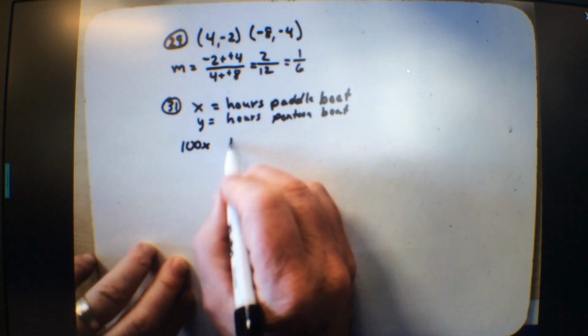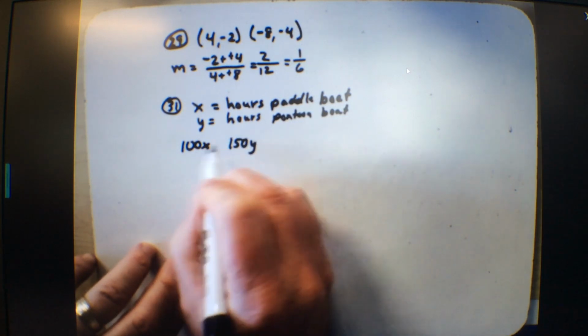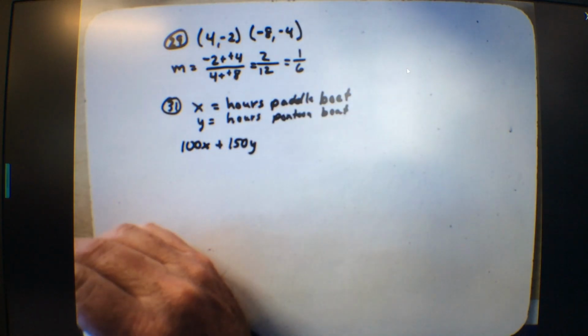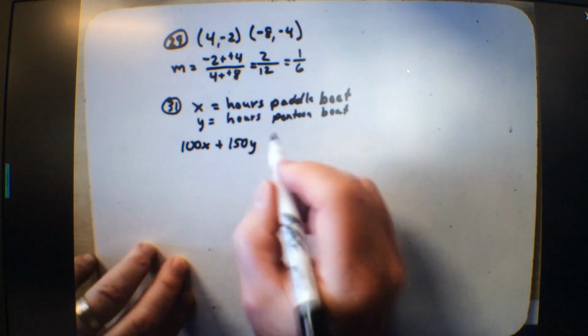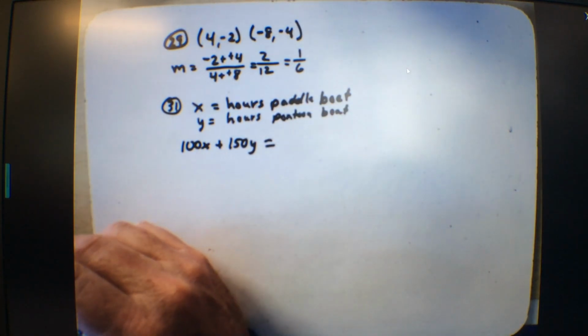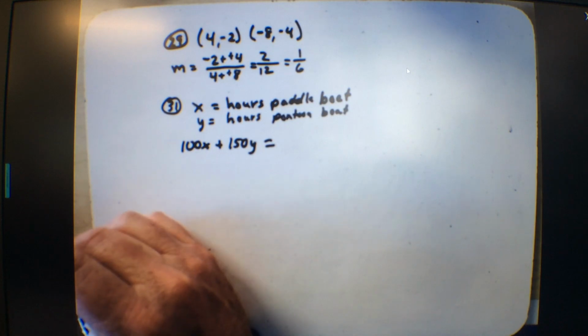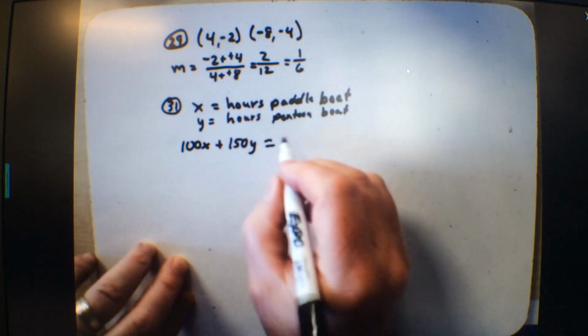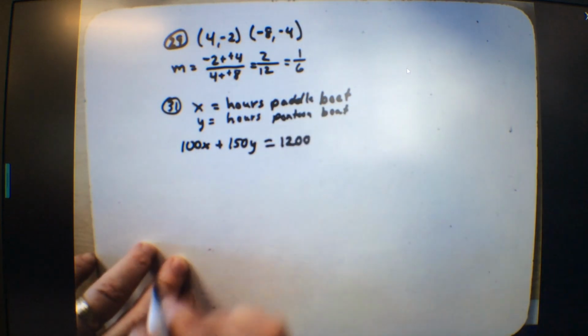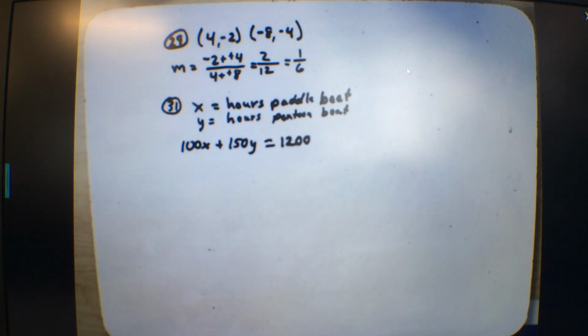150Y. That's correct. And if I add those two together, what does that have to equal? No, you can't put them together, but it says 1,200. Where'd that come from? That's right. All right. And is it in standard form?